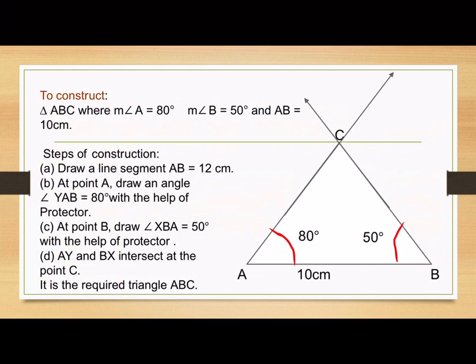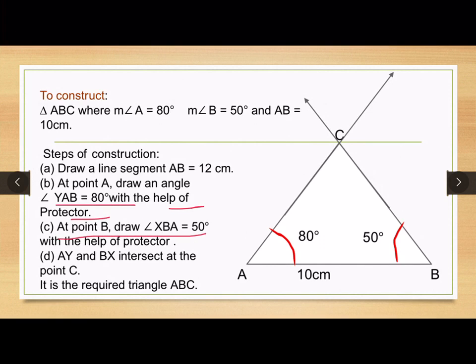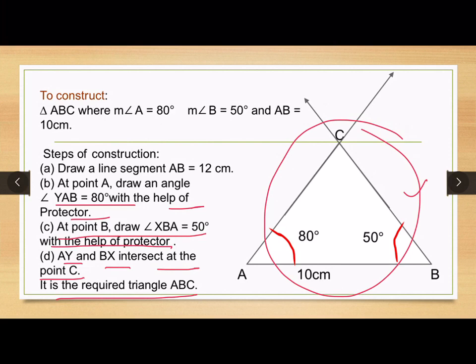So draw a line segment AB equal to 10 centimeter. Next, at point A, draw an angle YAB of 80 degree with the help of protractor. At point B, draw an angle XBA of 50 degree with the help of protractor. Then AY and BX intersect at point C, and it is the required triangle ABC. So this is the entire process of construction, and this is the constructed diagram, or the diagram after the construction.